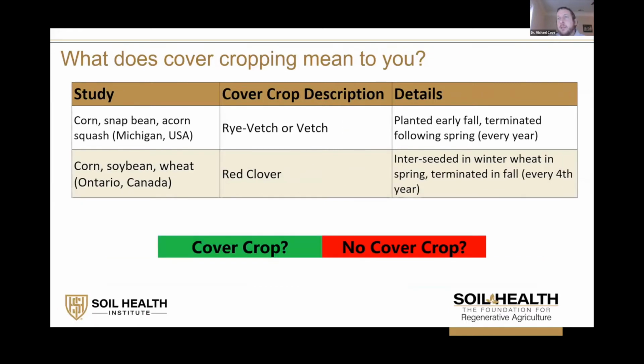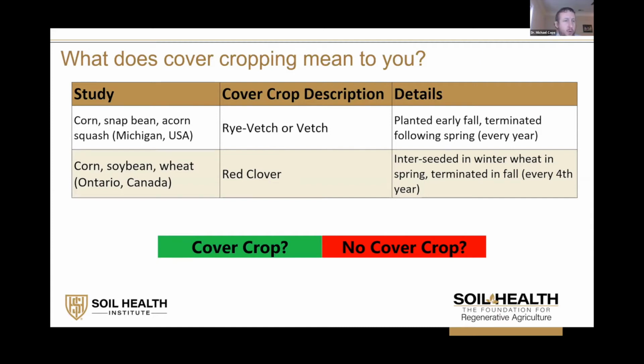This table is basically the same as the previous slide, but for cover cropping systems. And it shows that we also see potentially confusing cases in cover crop comparisons. Here in this corn, snap bean, acorn squash rotation in Michigan, they plant rye and/or vetch every fall, every August or September, and then they terminate it the following spring before planting.